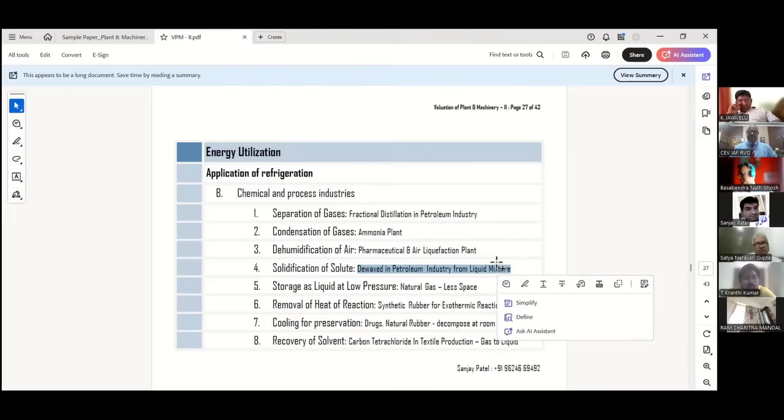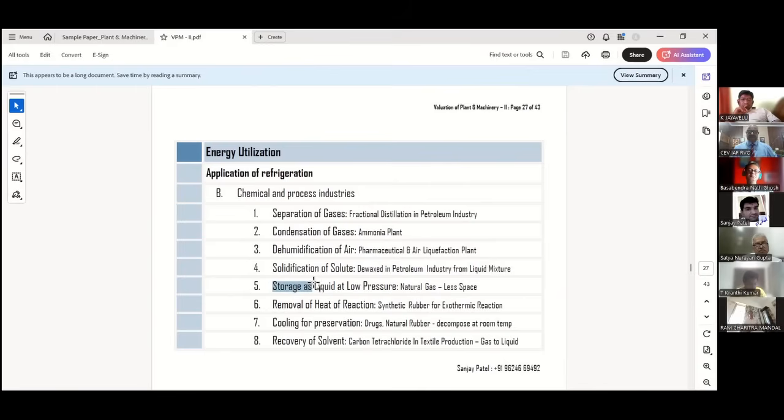Then the solidification of solids, just like dewaxing in the petroleum industry from the liquid mixture. If you want to separate the wax, simply cool the wax mixture. On cooling, the wax will first convert into solid, and the remaining liquid you can separate out using a separation process. It is very easy to separate liquid and solid.